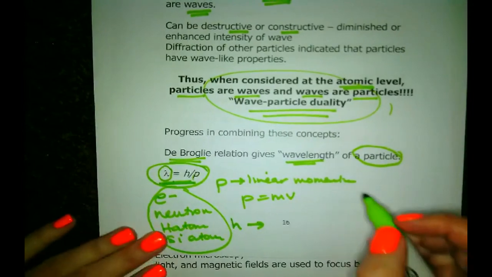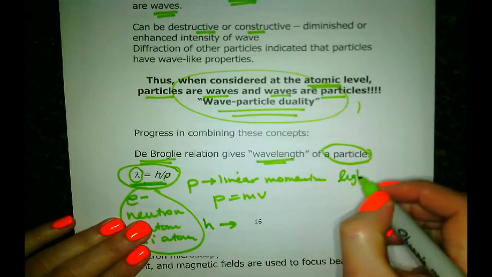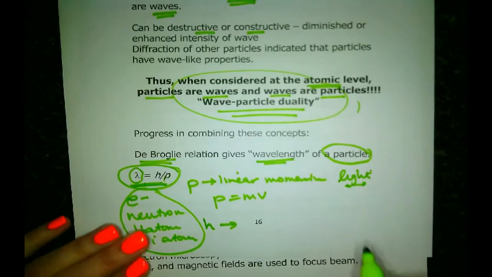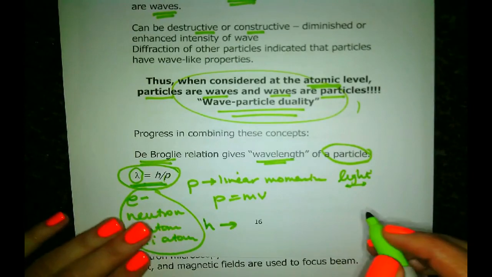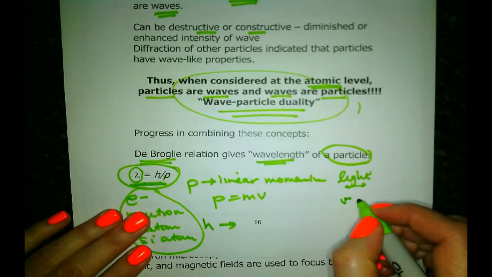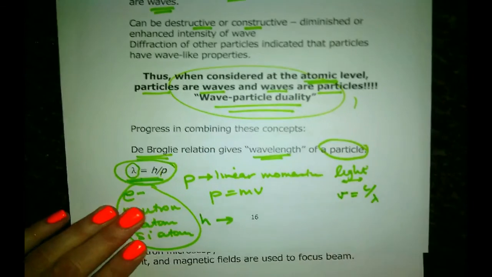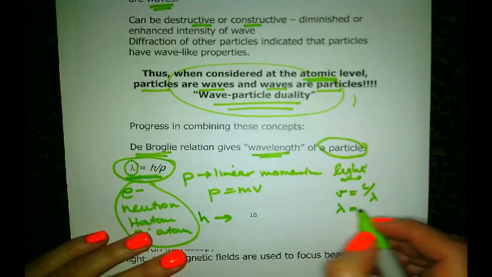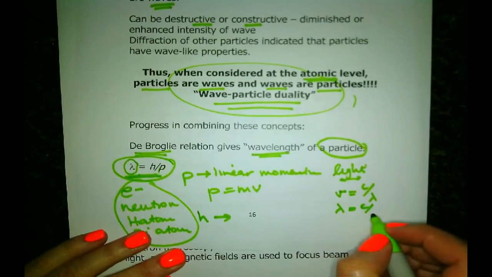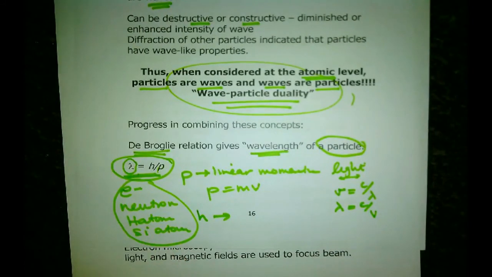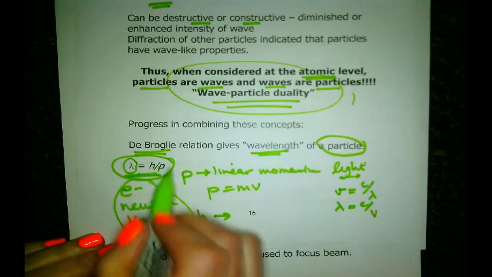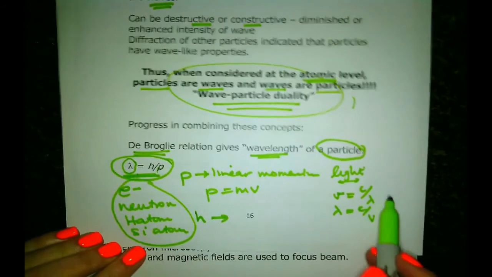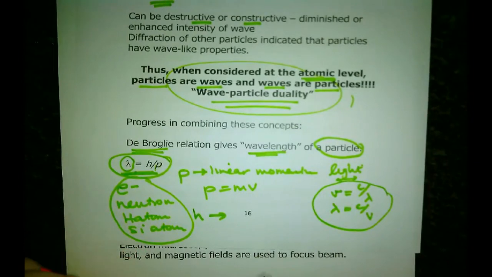If I ask you to calculate the wavelength of light, you would use the equation that you would find in your data sheet, which is that one. So don't confuse the two. This you only use for what we consider classically as particles. This you would still use for light.